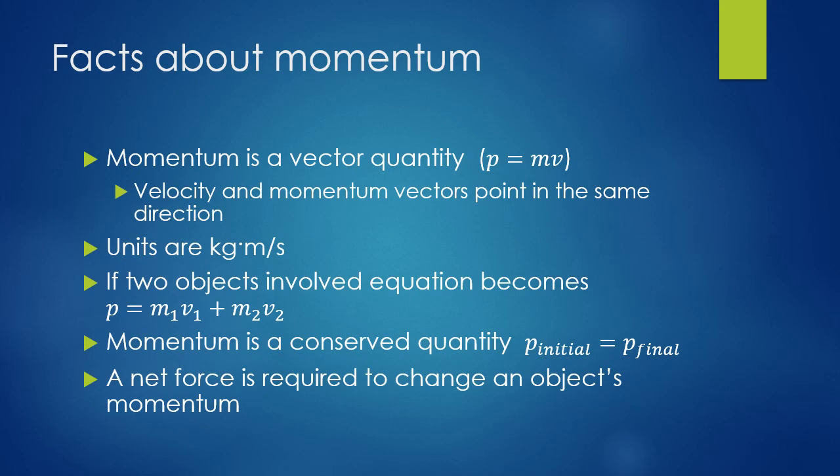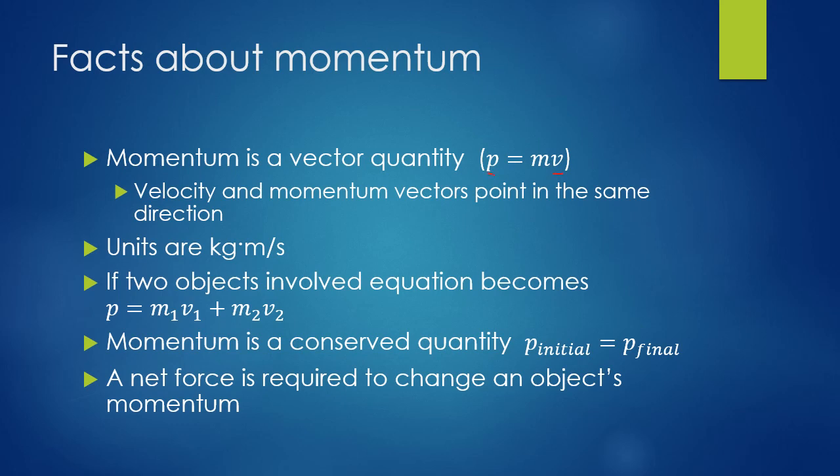Some facts about momentum. It's a vector quantity. So if you remember way back in chapter 4 when we talked about vector versus scalar quantities, scalars had a magnitude but no direction. Vector quantities have magnitude and direction. So since momentum has velocity in it, velocity is a vector, so momentum also has to be a vector quantity.